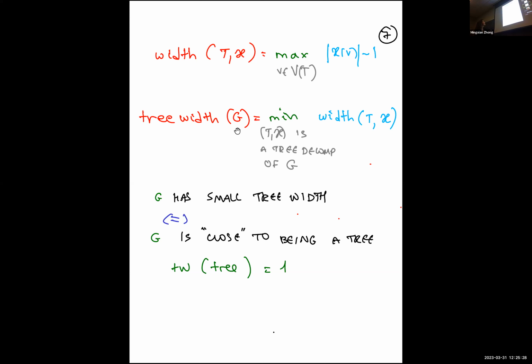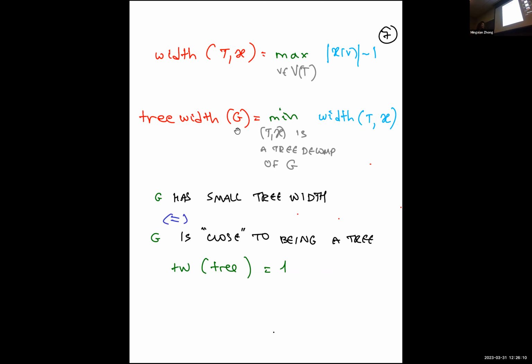So then the second thing is, that was when you look at one tree decomposition and you want to know how simple or complicated it is. Now for a graph G, I want to define its tree width, and that's how complicated its simplest tree decomposition is. So it's the minimum over all tree decompositions of G of the width. And we say G has small tree width if it's, to us, that's what we're going to mean by saying it's close to a tree, which is justified by the fact that trees have tree width 1.